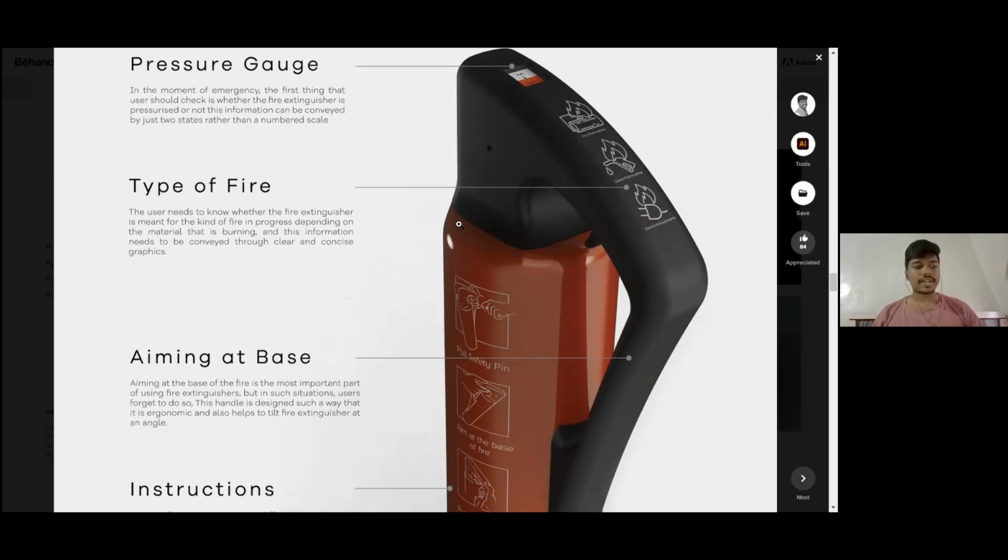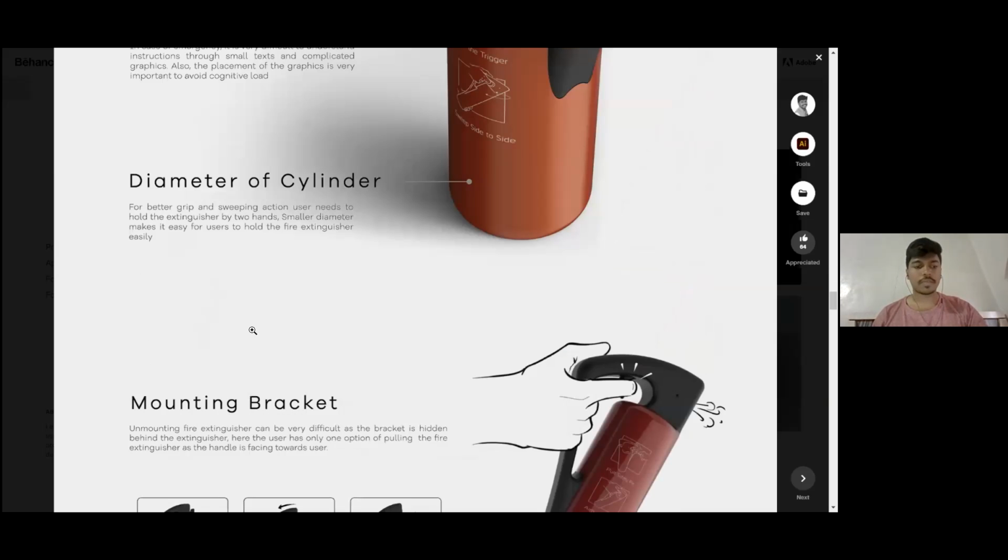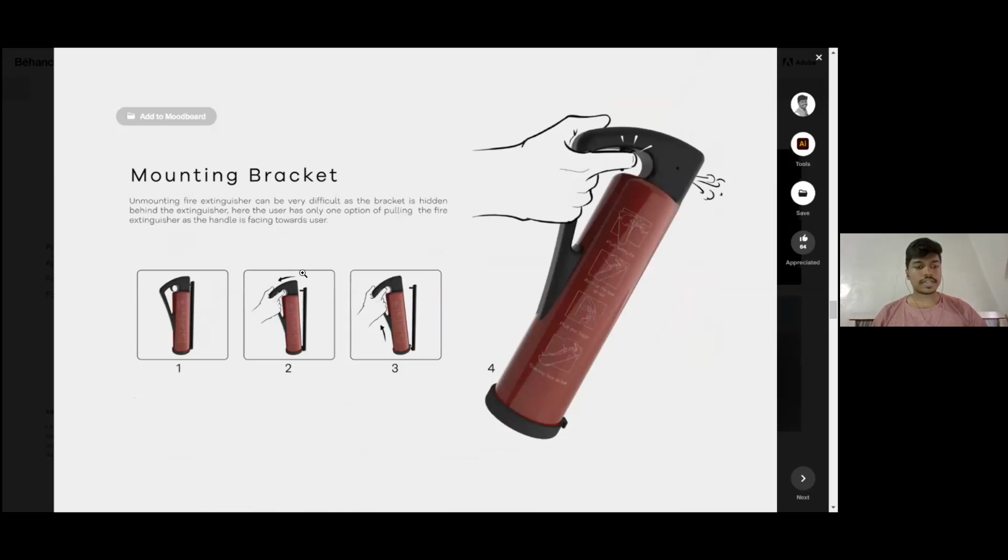So what I did is reduce the diameter of the fire extinguisher and increase the height so that it contains the same amount of content inside, but looks more appealing and friendly in form. Also, I redesigned the mounting bracket so that the person does not have to struggle while removing the fire extinguisher. In this mounting bracket, the person has to just go and pull the fire extinguisher from the bracket.